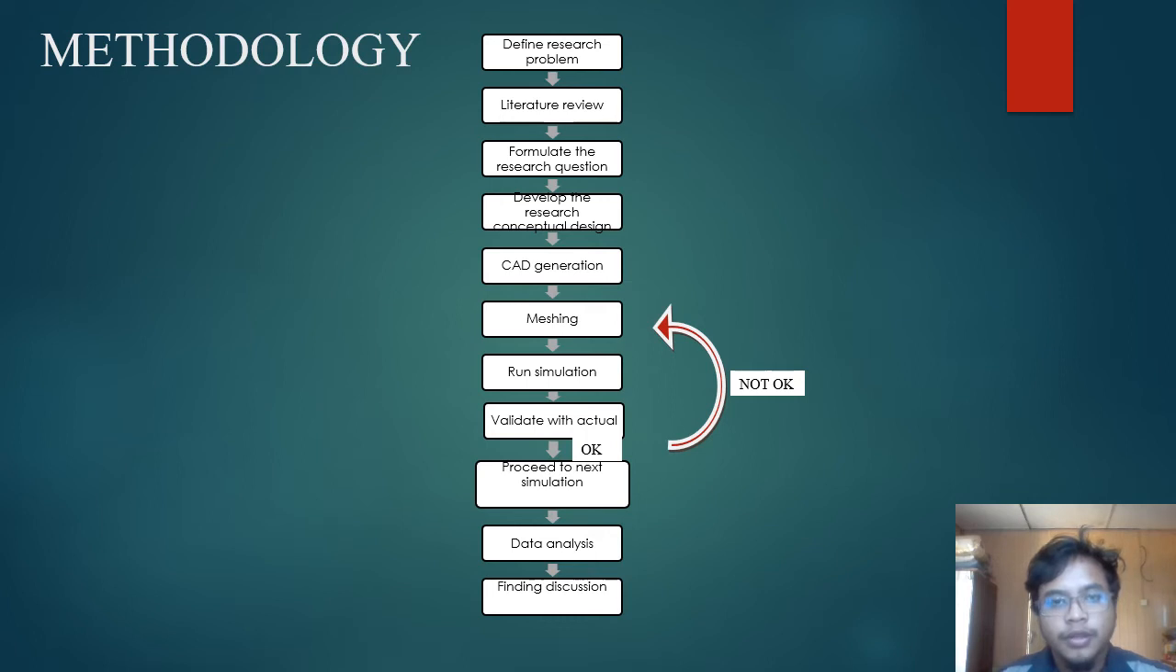For the methodology, this is how the project is going to run for the whole FYP project. First one is to define the research problem. Next is a literature review. Formulate the research questions. Develop the research conceptual design. CAD generation, meshing, run simulation, validate with the actual. If the result is okay, then we are going to proceed with the next simulation. If the result is not okay, we are going to mesh it again until it is validated with the actual. And next, we are going to make a data analysis, and finally, we are finding the discussions.